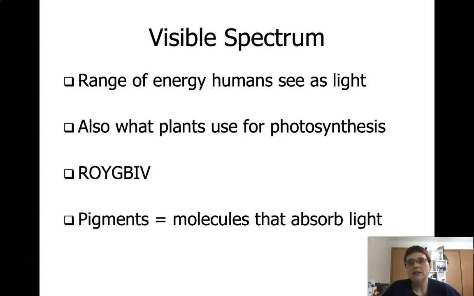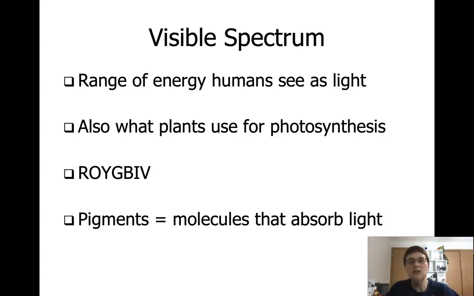And how plants actually capture the light is the same way that we do. They're going to use pigments, which are molecules that absorb that light. And these pigments are going to absorb different parts of the light, because there's no pigment that can absorb all of the visible light spectrum.